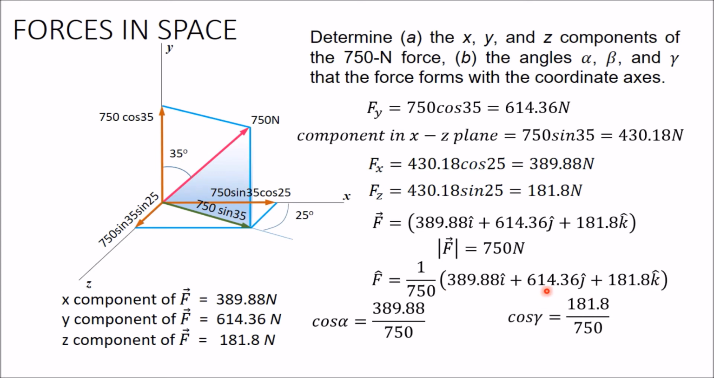I am not calculating cos beta because the angle of 35 degrees is already given. If you want to try, you can calculate cos beta equal to 614.36 divided by 750, and you will get the same value, 35 degrees. If you calculate alpha and gamma from these two relations, you will get 58.68 degrees and 76 degrees. So these three angles alpha, beta and gamma are 58.68, 35 and 76 degrees.